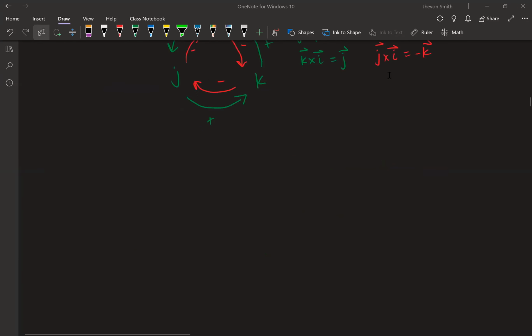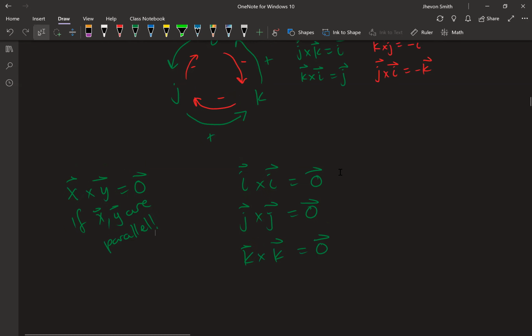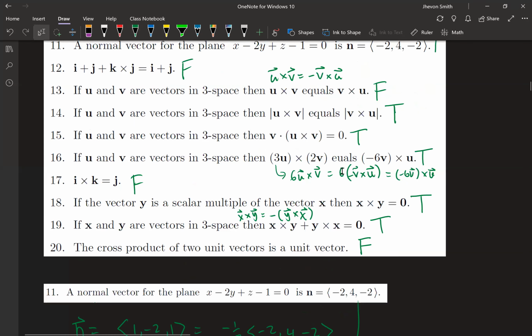Like I said, 3 canonical examples. I cross I is what? It's the 0 vector, right? J cross J is what? The 0 vector. K cross K, the 0 vector. In fact, remember, if you take X cross Y, you get 0 if X, Y are parallel. So all you have to do is take 2 parallel unit vectors and cross them, you will get 0, which is not a unit vector. So that is actually false.